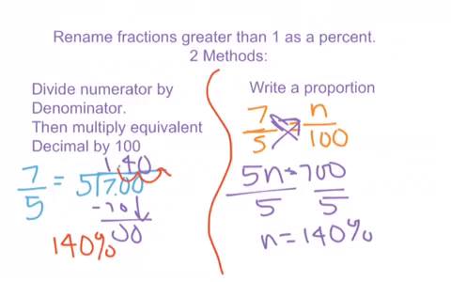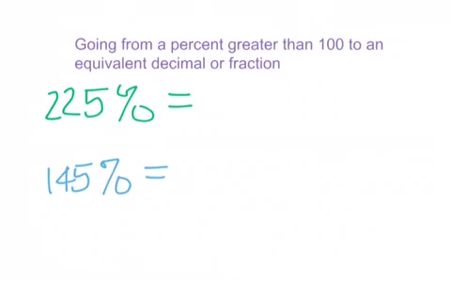So method 1 on the left here involves that extra step, and you have to remember after you divide to then move the decimal point over, whereas if you set it up as the proportion, you go straight into the percent. So either way you do it, it'll get you the same answer if you do it correctly.